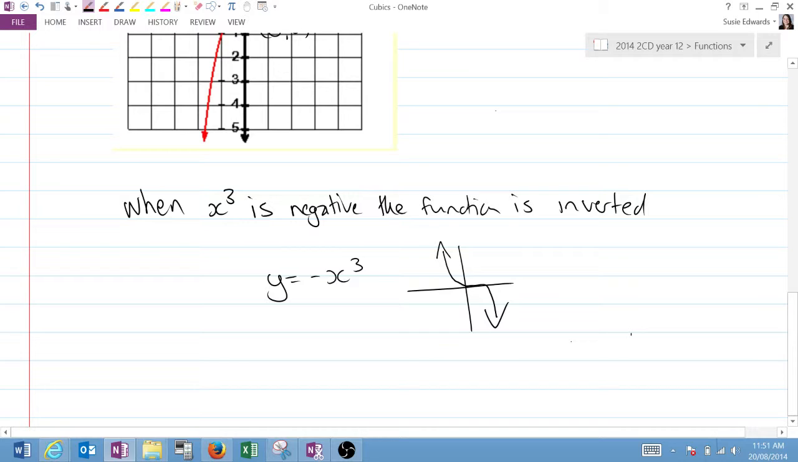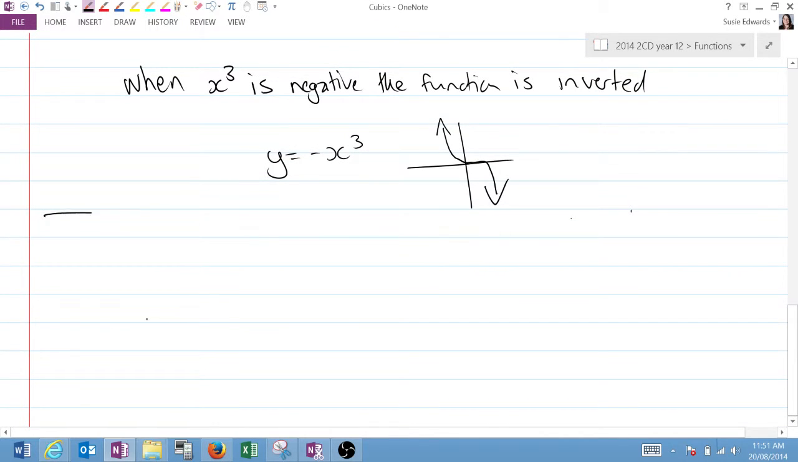Is everyone okay with that rule? We looked at it on Monday. So it's the same rule as with the quadratic. Remember, if x squared was negative, it was inverted. Same deal for this. Anything at the top moves to the bottom, anything from the bottom moves to the top.